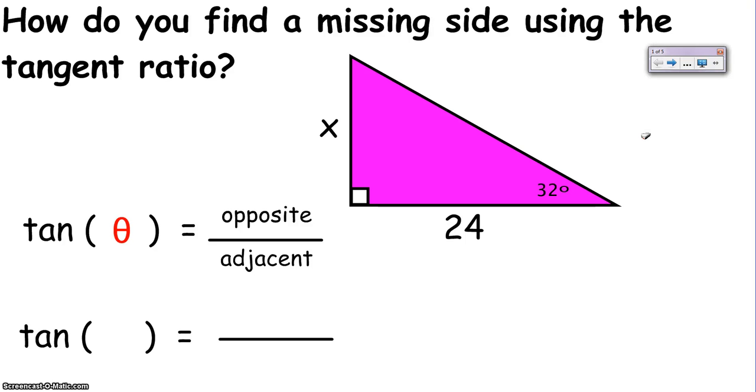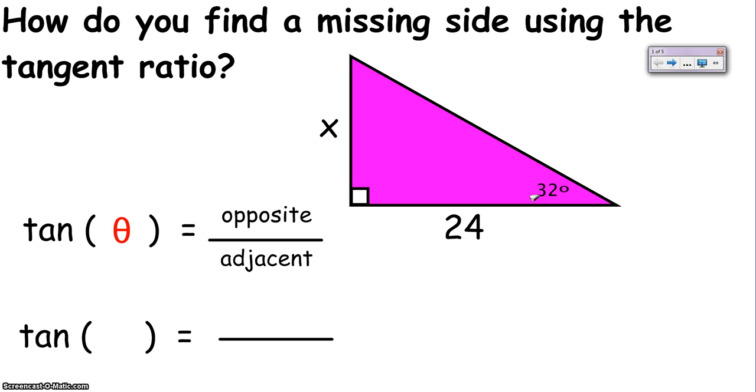After today's lesson, we've taken a look at what the different trig ratios are and why we use them. This video is going to focus on how to find a missing side using the tangent ratio. Just to clarify, you can only use the tangent ratio if you have the opposite and adjacent sides to an angle, which we use theta as our variable.